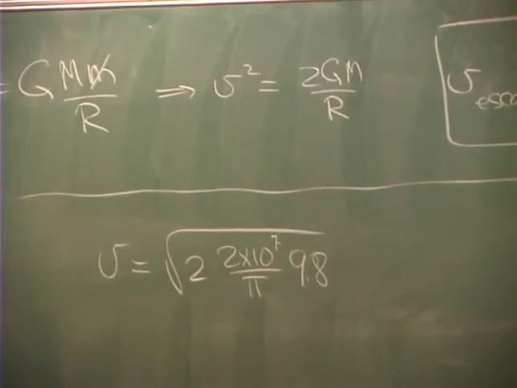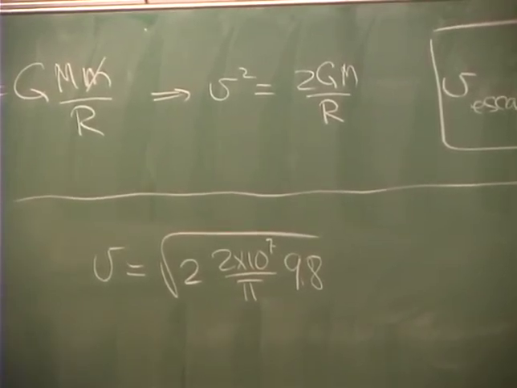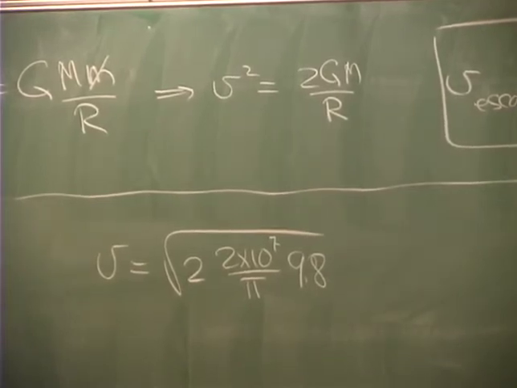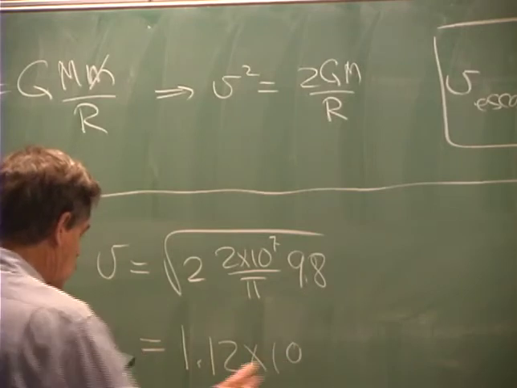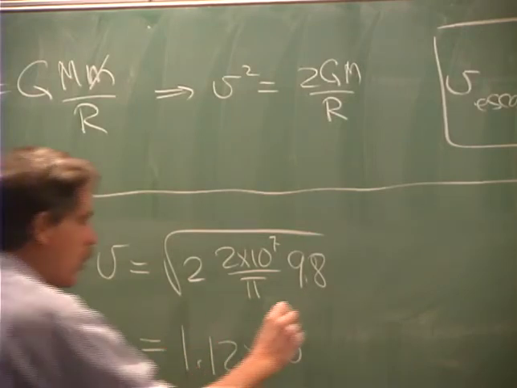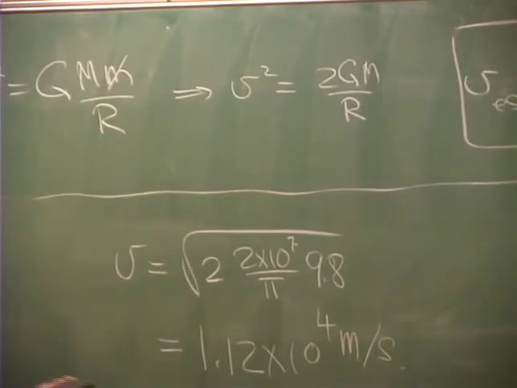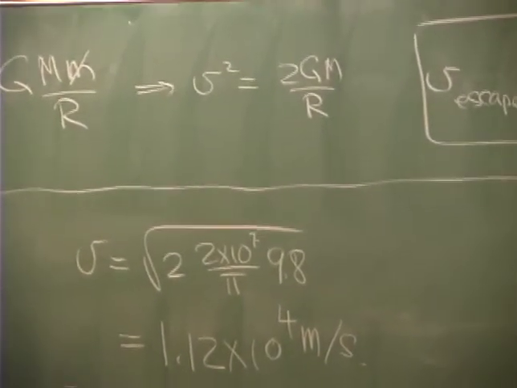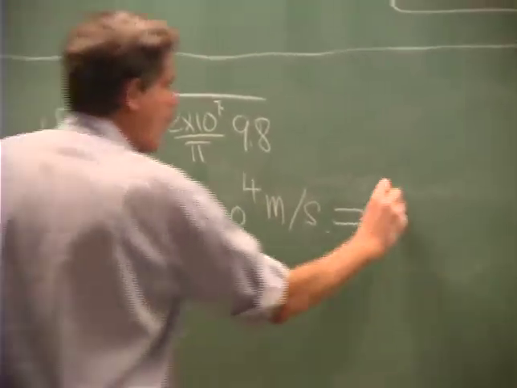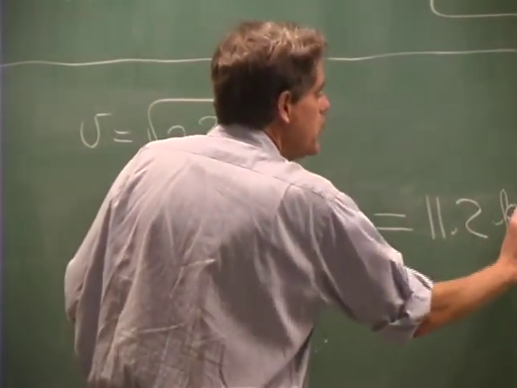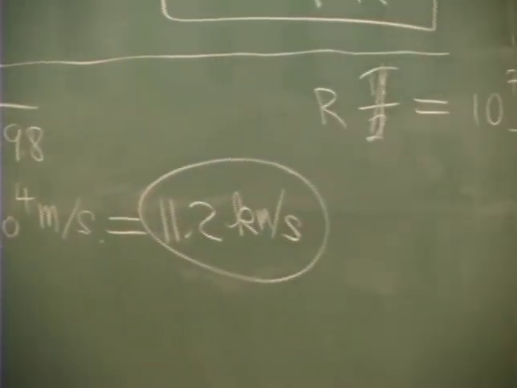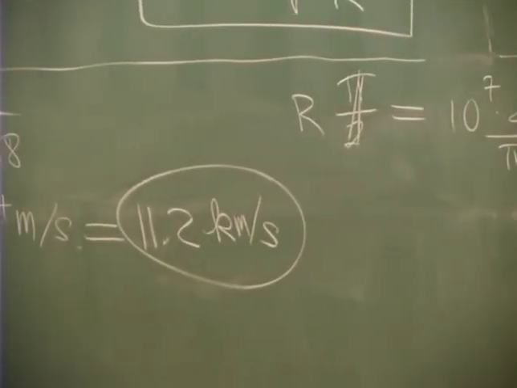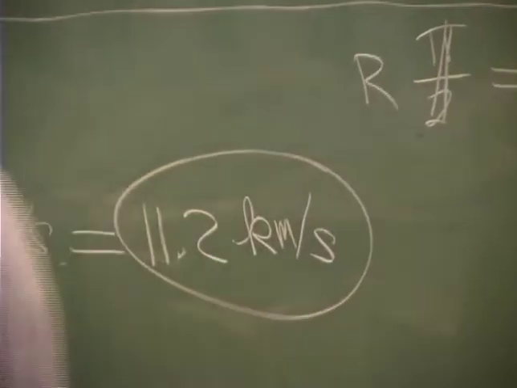Yes, we can do this. Okay. 2 times 10 to the 7th divided by pi times 9.8 equals, take the square root of that, and you get 1.12 times 10 to the 4 meters per second, if I did that right. So that would be 11.2 kilometers per second. That's a pretty good clip for the surface of the Earth, but possible in principle.